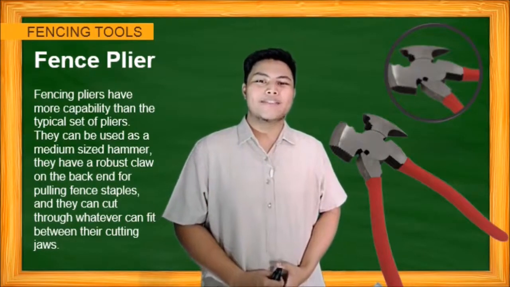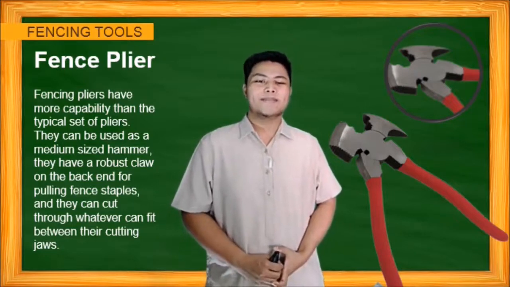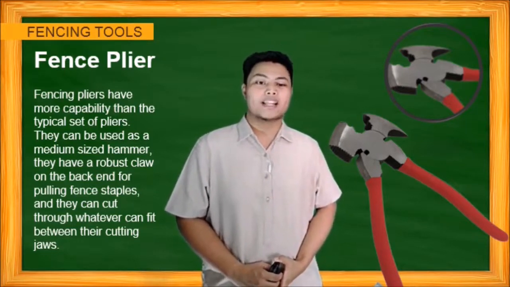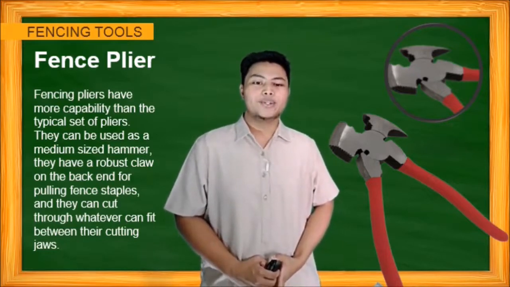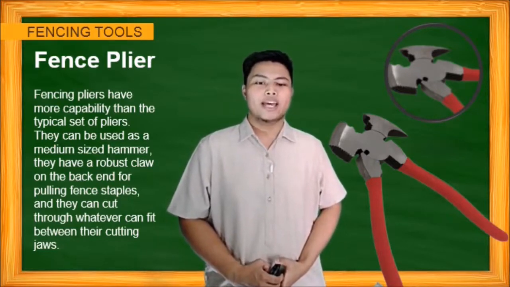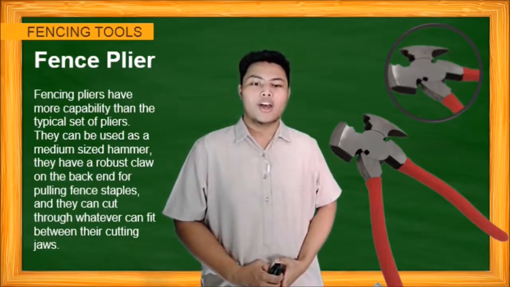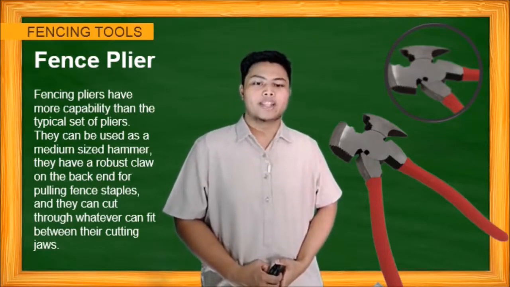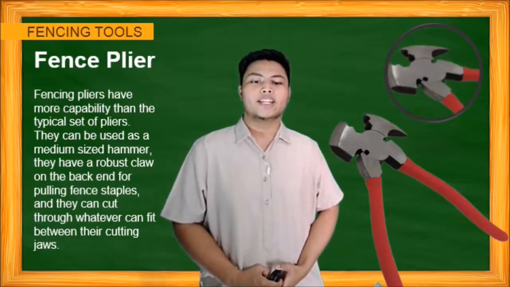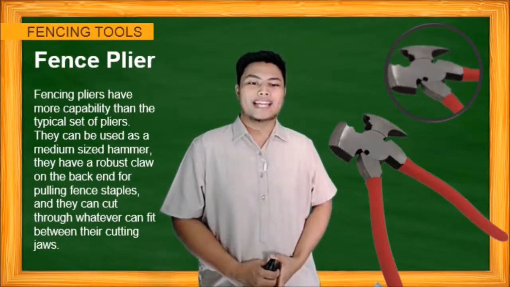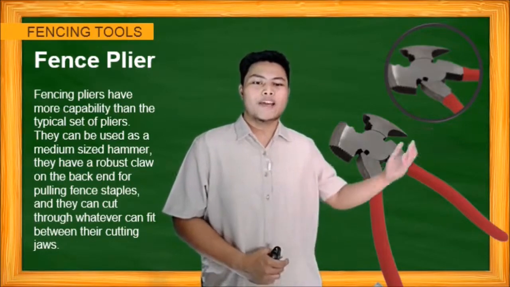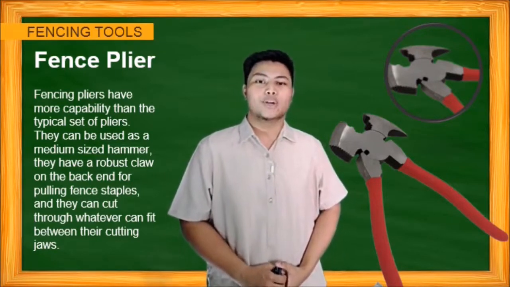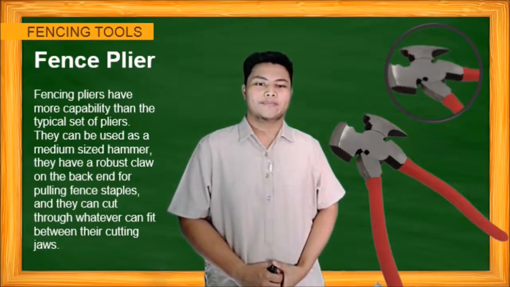Next one is the fence plier. Fencing pliers have more capability than the typical set of pliers. They can be used as a medium-sized hammer. They have a robust claw on the back end for pulling fence staples, and they can cut through whatever can fit between their cutting jaws. So fence plier is much more efficient in working on our farm.